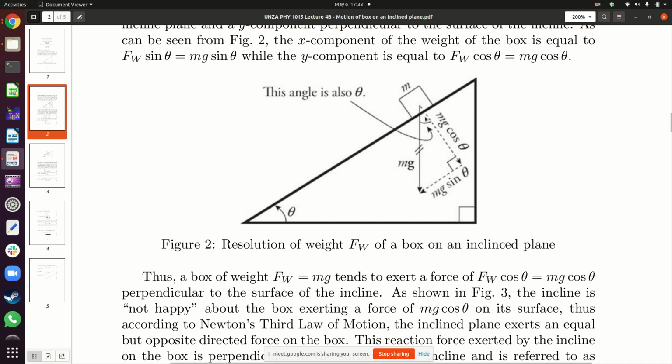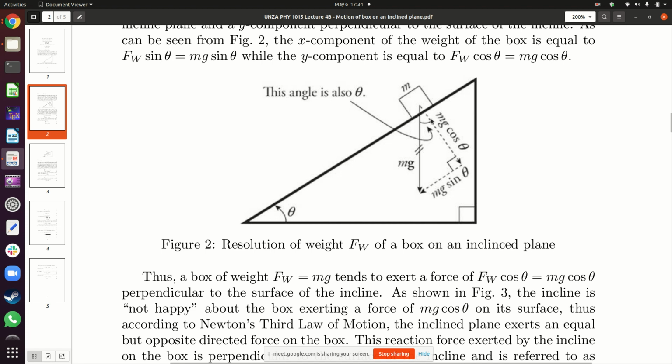So if this angle is equal to theta, and you know how much mg is, then you can find how much this y component is, the component which lies along the y-axis. If this is theta, then you can find out how much the adjacent is here. The adjacent is going to be mg cos theta. And you can find the opposite side, which is going to be mg sin theta.